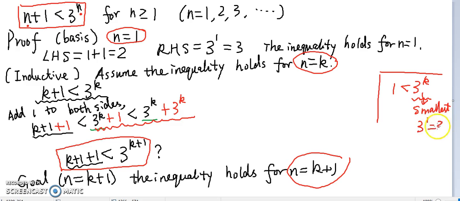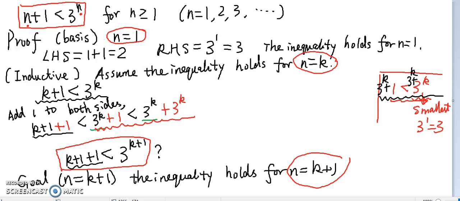3 to the first, which is 3. And 1 is already less than the smallest. Of course, 1 is going to be less than all the other integers. So it doesn't matter what k is. This is always true. 1 is always smaller than 3 to the kth. So that's why I can add 3 to the k to both sides. When we add the same integer to both sides, 3 to the k to the left, 3 to the k to the right, this will stay as less than. So that's how we get this one.